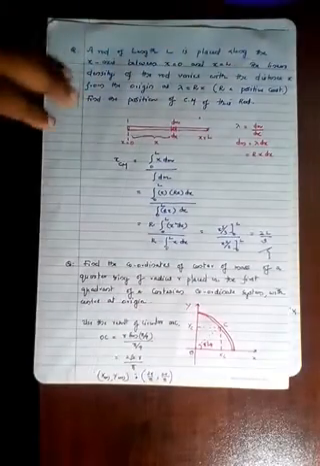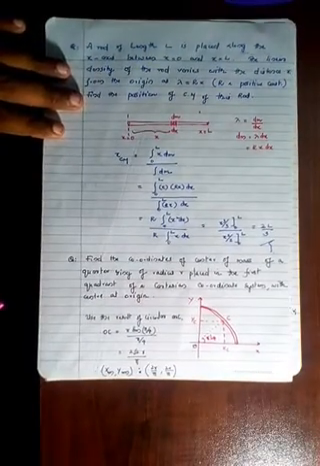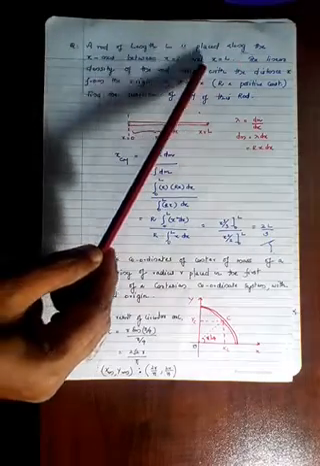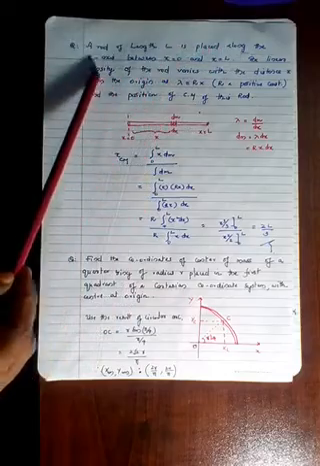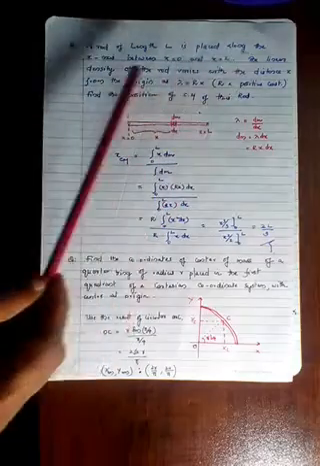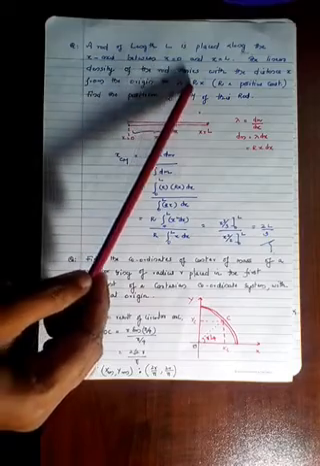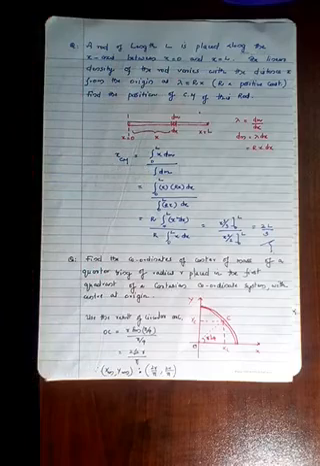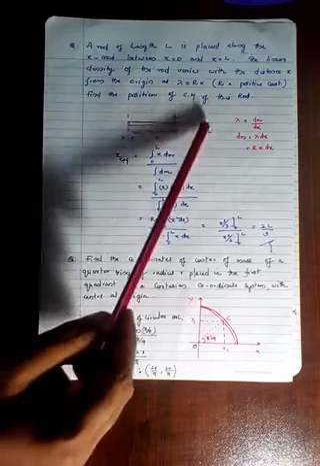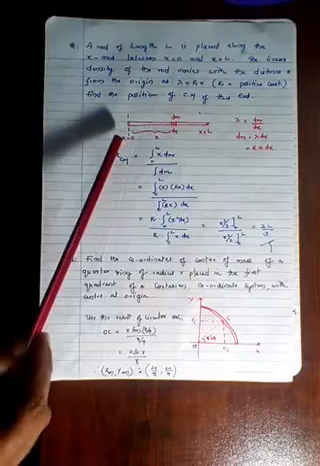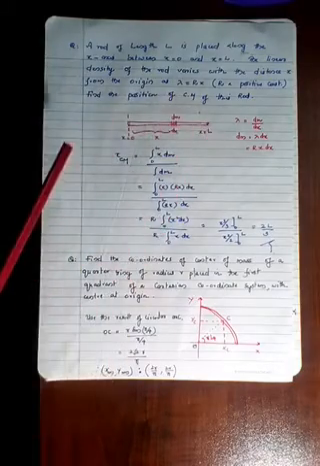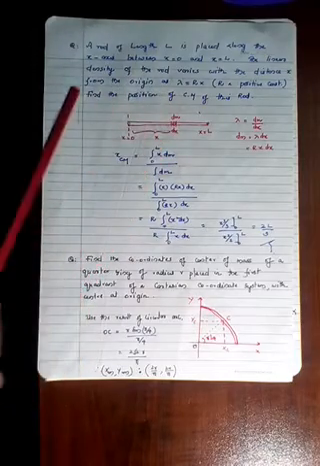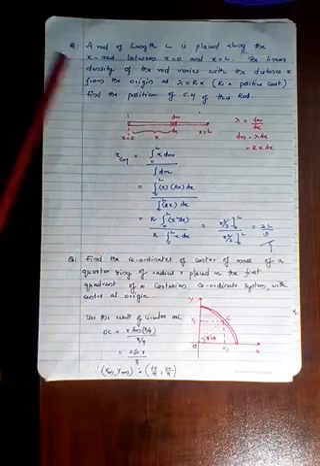We can go with one example. A rod of length L is placed along the x-axis between x equal to 0 and x equal to L. The linear density of the rod varies with the distance x from the origin as lambda equal to Rx. Then find the position of center of mass. So just to draw the figure: x is equal to 0 to x is equal to L. You can take a small element dx with the mass dm at a separation x from the origin.